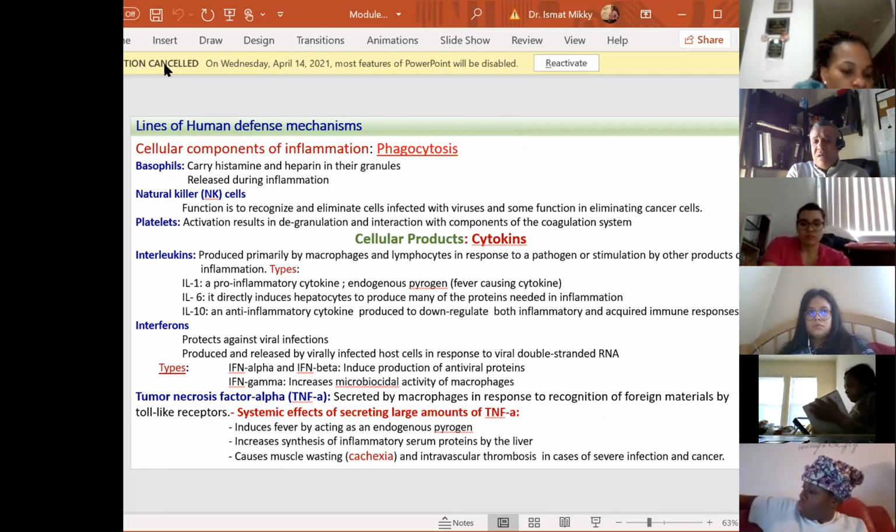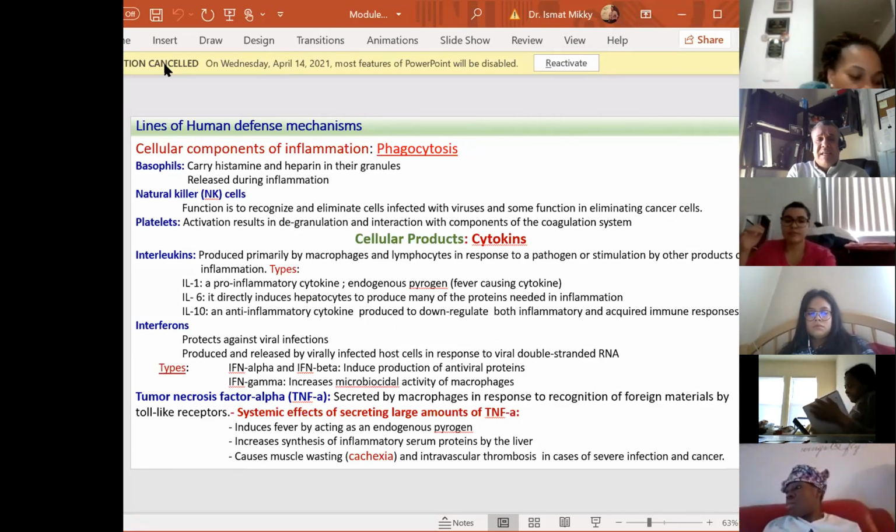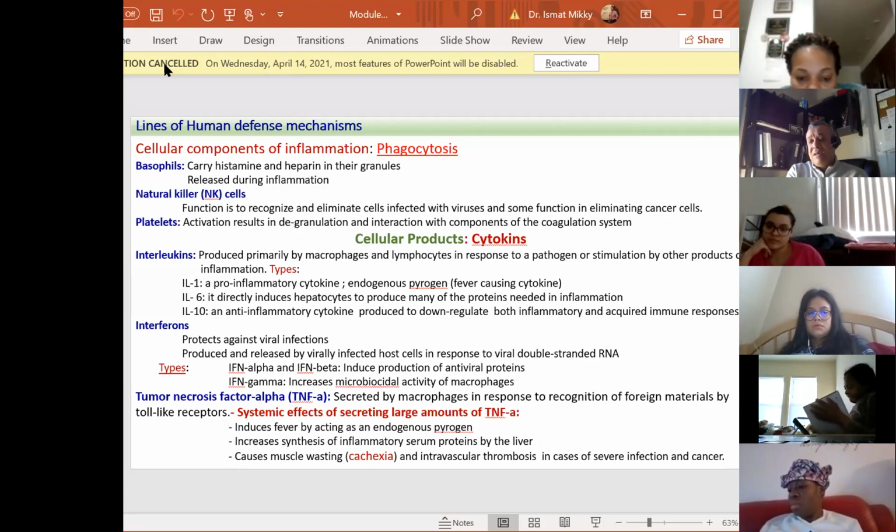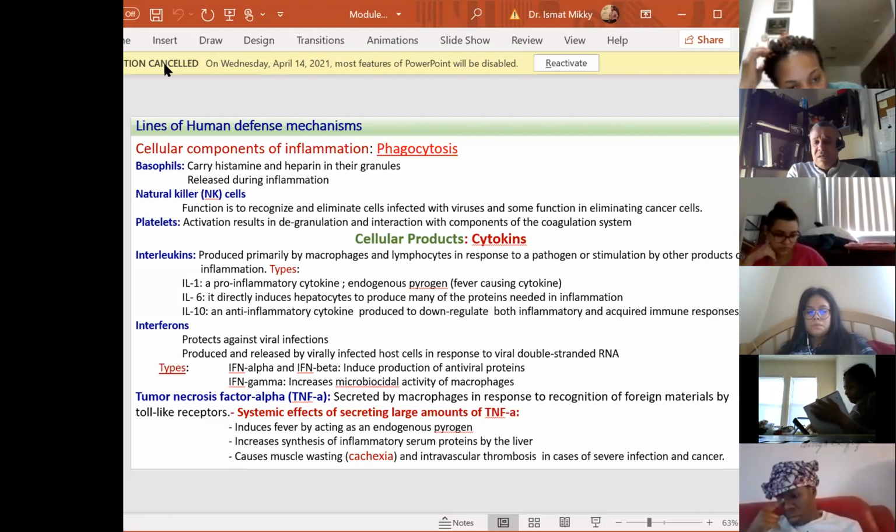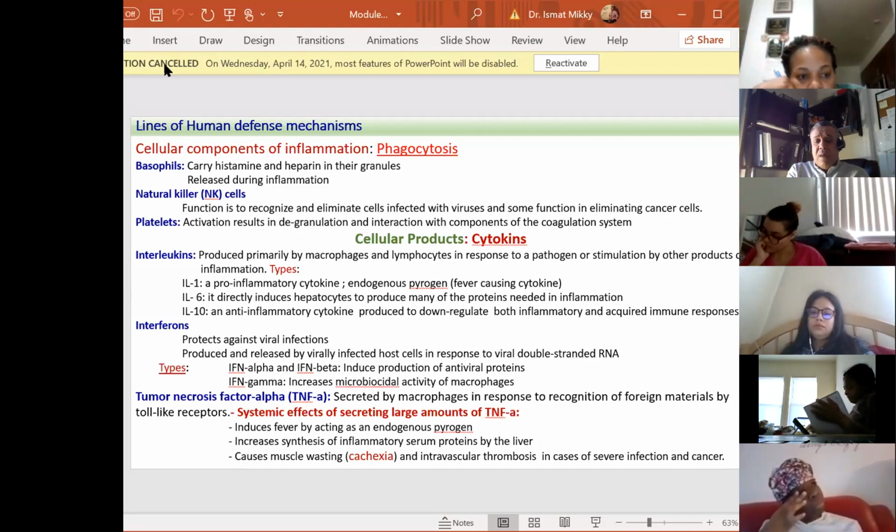Basophils, the natural killer cells, and the platelets. And now we have the cytokines. The cytokines, which are cellular products like interleukins and interferons, are produced primarily by macrophages and lymphocytes in response to pathogen or stimulation by other products of inflammation. So during mast cell activation, you will also see interleukins and interferons, also part of what are called the cytokines. And we have different types.